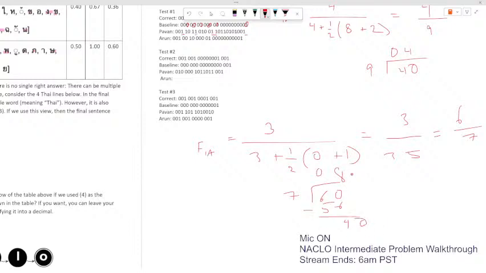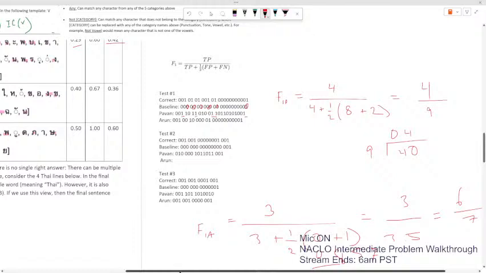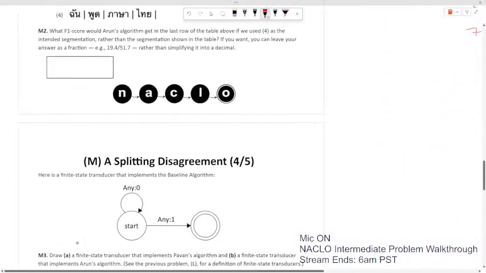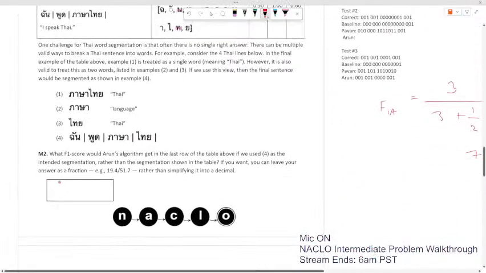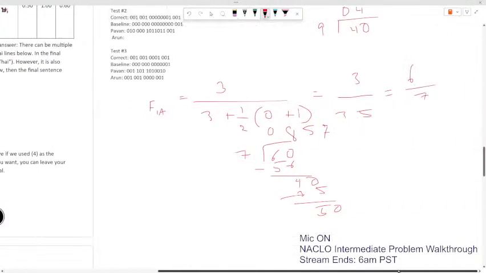0.8, 5, 35, 5, 0. Oops. 7. So it'd be 0.86, or 6/7.